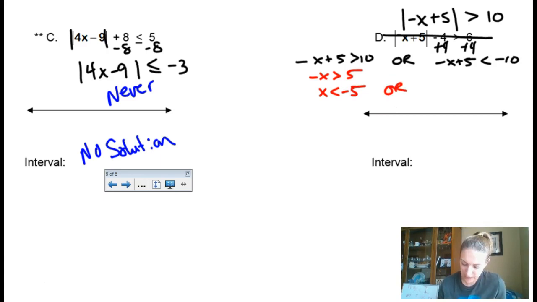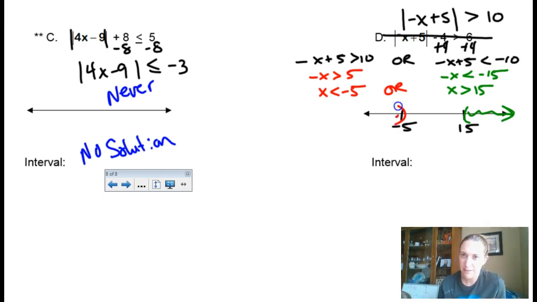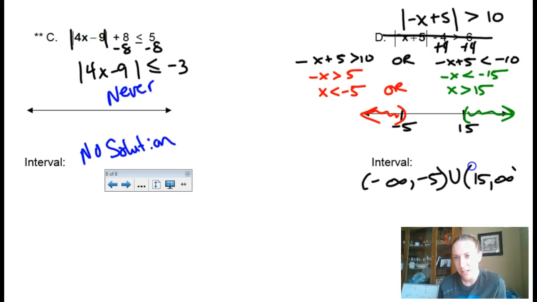Or subtracting 5, so negative x less than negative 15, same thing, I'm dividing by a negative, so I have to flip the sign, greater than 15. So here's negative 5, here's 15, greater than 15, less than negative 5, parentheses on both, that's what an OR should look like, and the problem didn't have stars around it, so I knew it wouldn't be weird. All right, negative infinity to negative 5, union, because there's a jump, 15 to infinity. Good times.